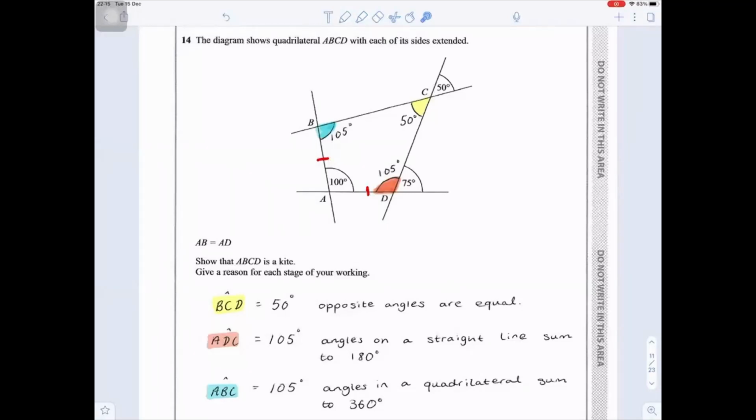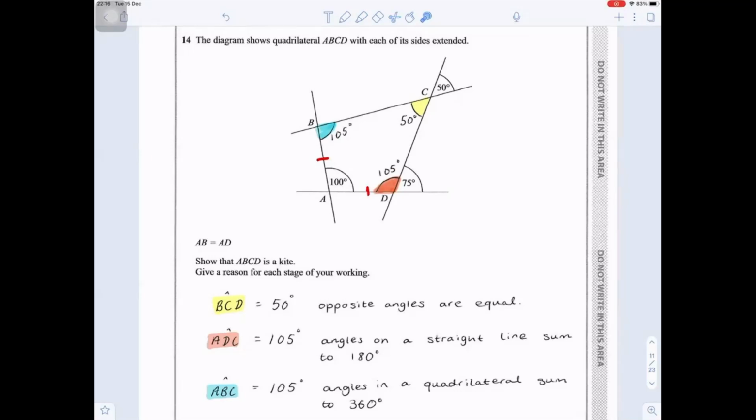Question number 14. The diagram shows quadrilateral ABCD with each of its sides extended. AB is equal to AD. I've noted that with the dash on the line. Show that ABCD is a kite. Give a reason for each stage of your working.